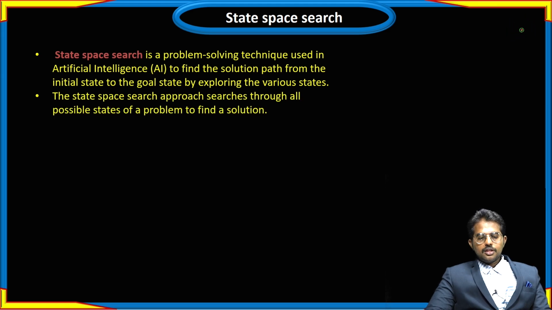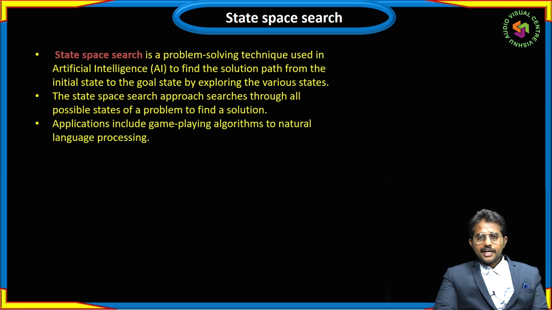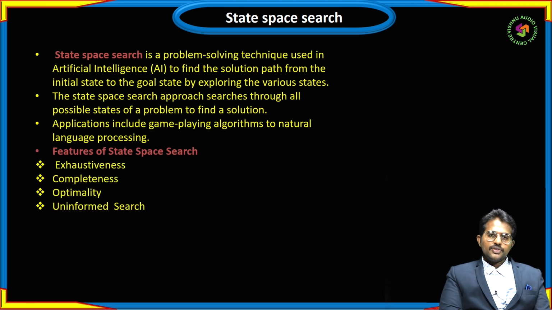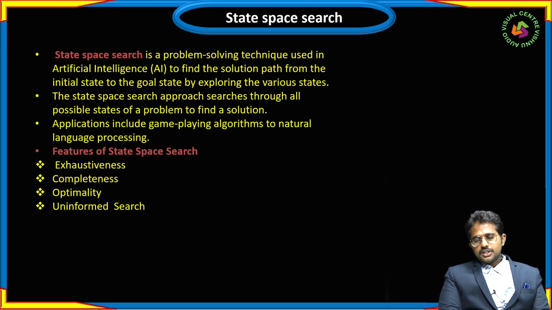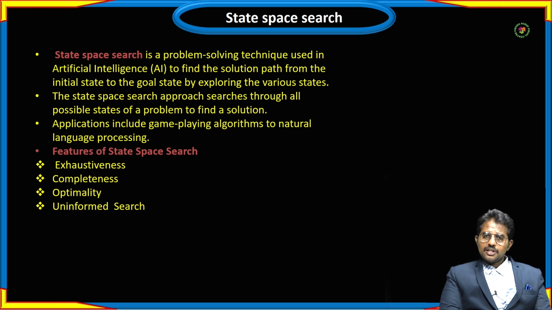This state space search algorithm searches the particular problem domain for all the possible states of the problem to find the solution. The applications include game playing algorithms to natural language processing. The features of the state space search algorithm are exhaustiveness, completeness, optimality, and uninformed search. For exhaustiveness, this algorithm will find out all the possible ways that are present for that problem domain.